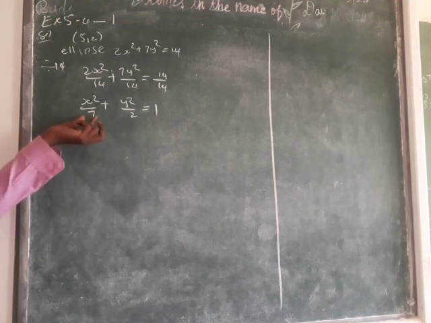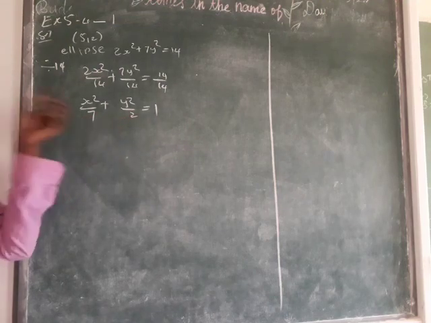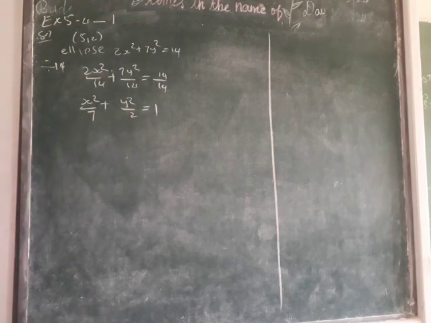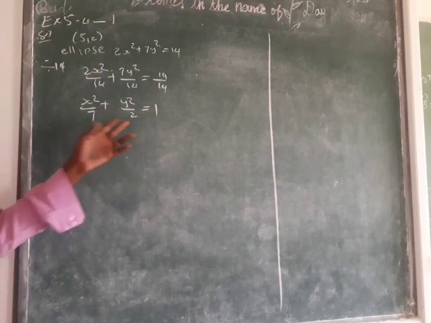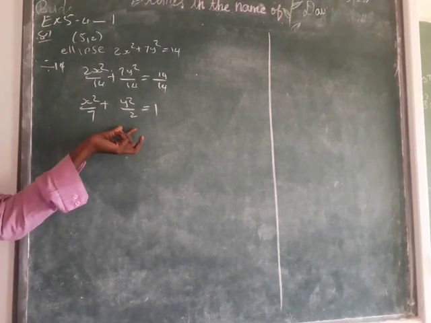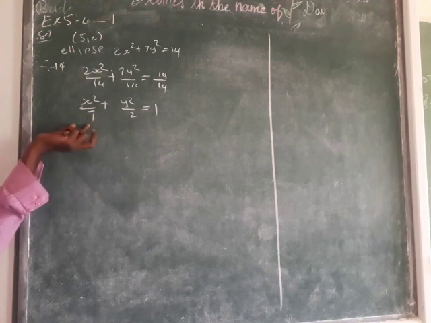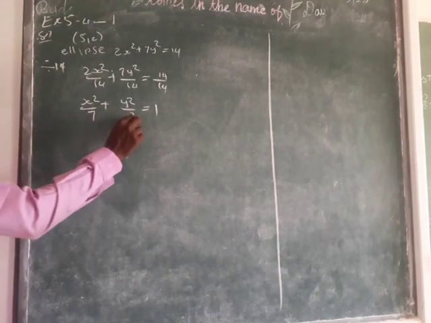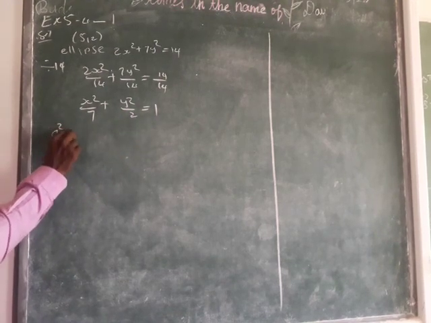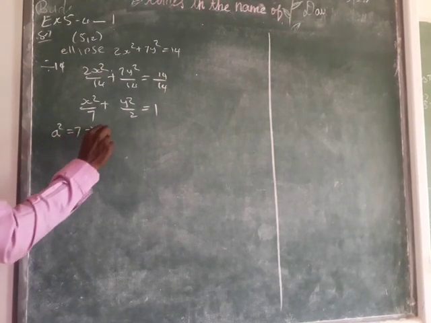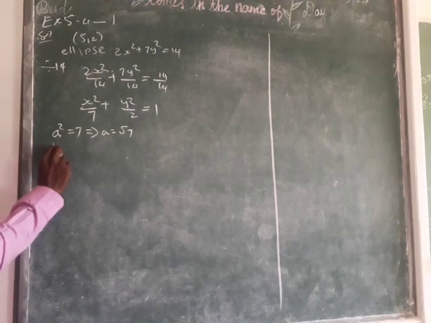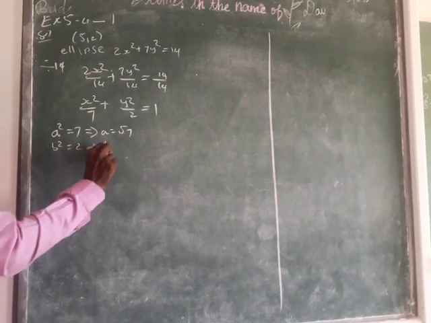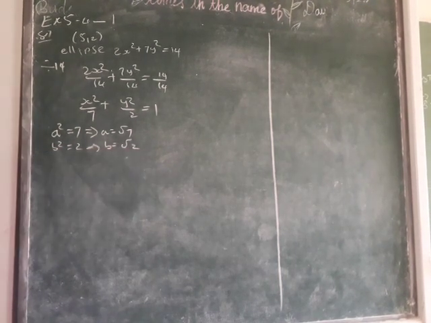Here, in the denominator, the greatest value is taken as a squared. We may be confused whether to take a squared as 2 or 7, so compare the two values. Among the two denominators, the greatest is taken as a squared. Here 7 is more than 2, so a squared equals 7, then a equals root 7. Then b squared equals 2, and b equals root 2.